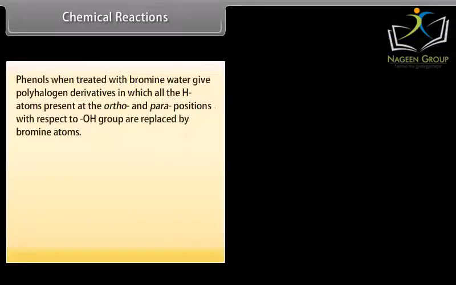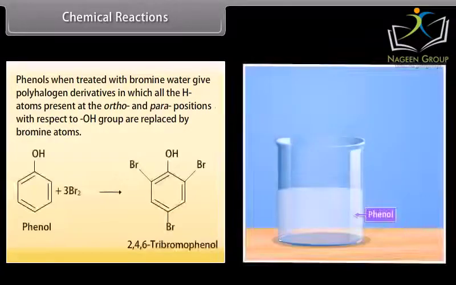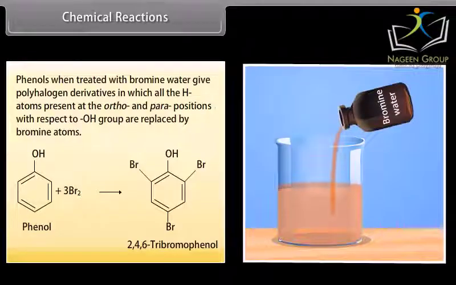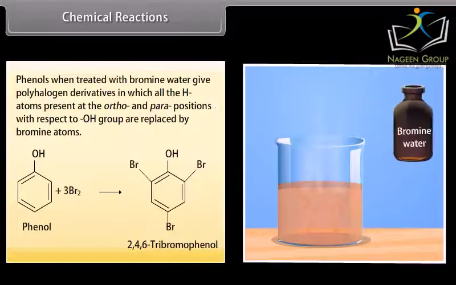Phenols, when treated with bromine water, give polyhalogen derivatives in which all the hydrogen atoms present at the ortho and para positions with respect to hydroxyl group are replaced by bromine atoms. Phenols react with bromine water to form 2,4,6-tribromophenol.